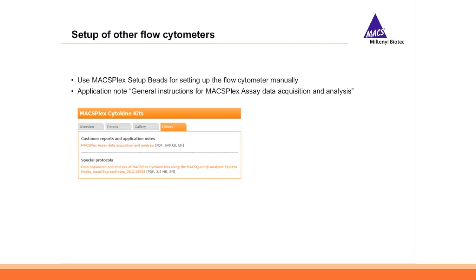Okay. So, if you don't have a MACSQuant Analyzer, you can set up your flow cytometer using our MACSPlex setup beads. So you can set the device up manually. And on our webpage, we have an application note with general instructions for the MACSPlex assay data acquisition and analysis. You find them under our MACSPlex Cytokine Kits, and then when you go to the library tab, you find it over here. And down here, you have a detailed special protocol when you want to use our MACSPlex Express Modes on our MACSQuant Analyzer.